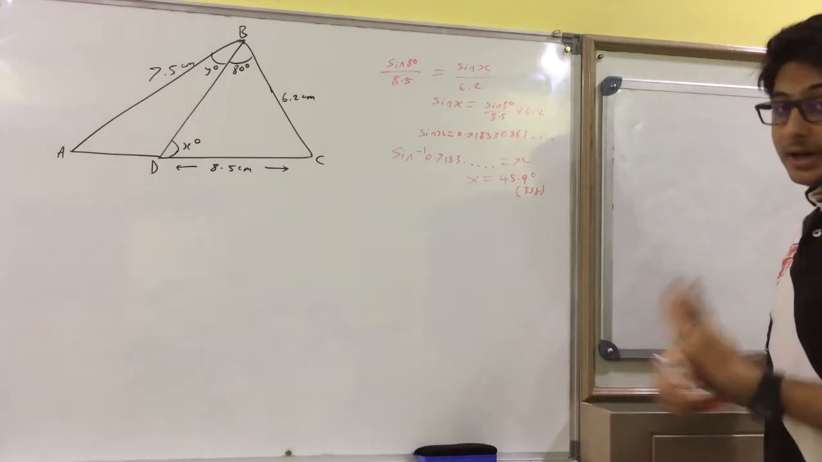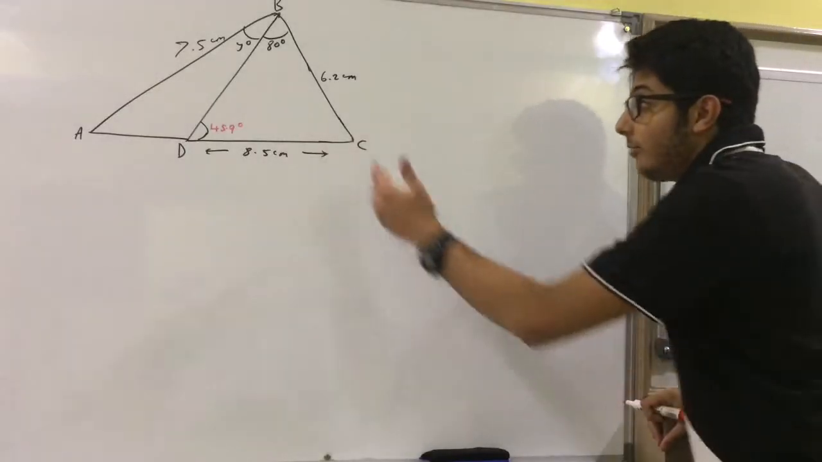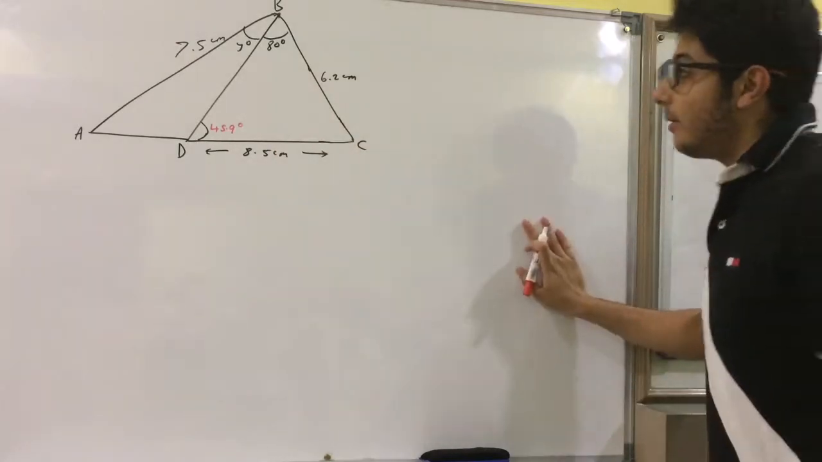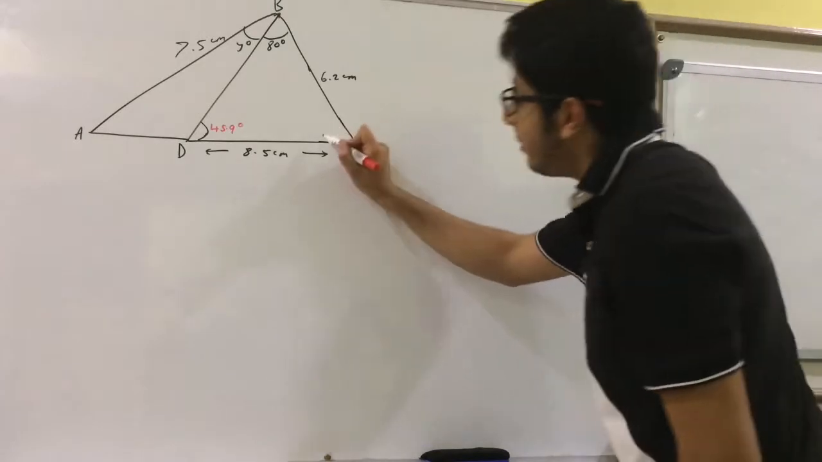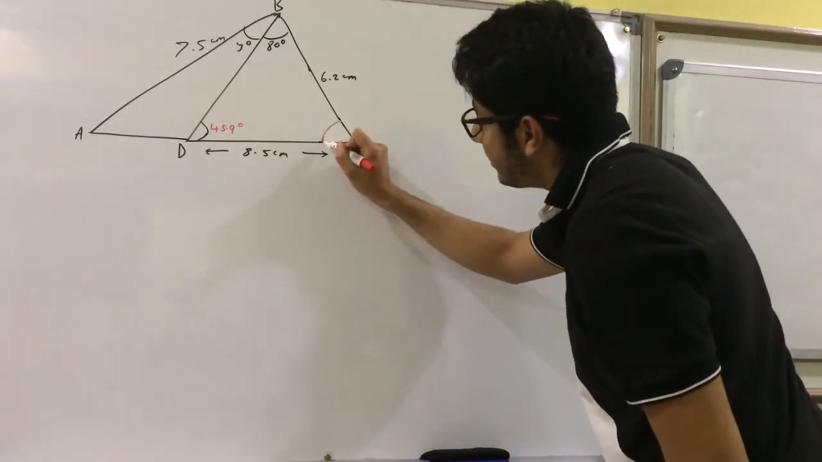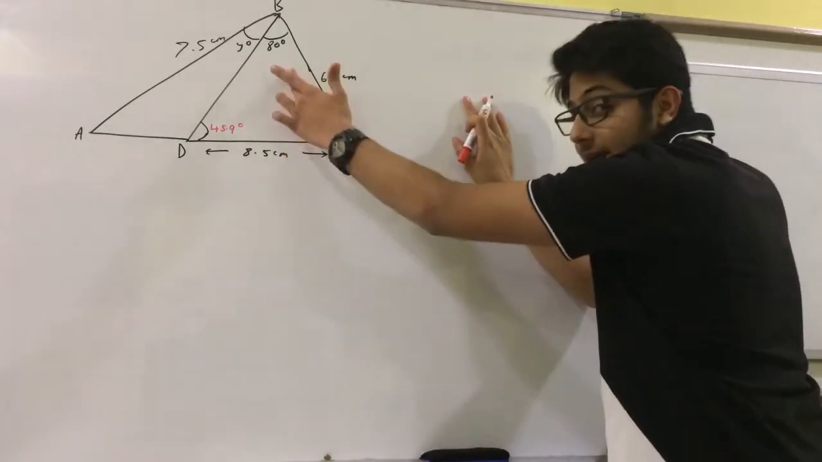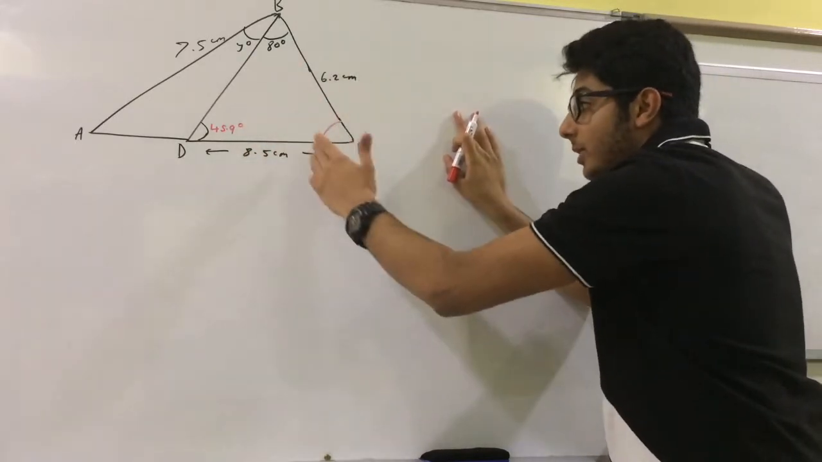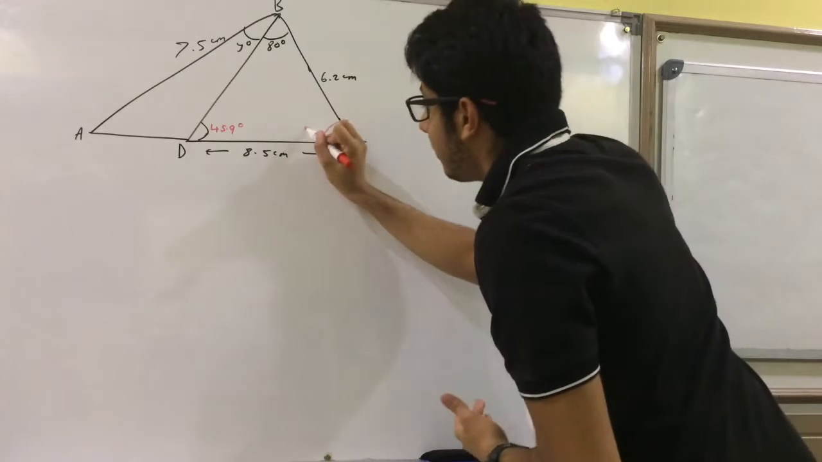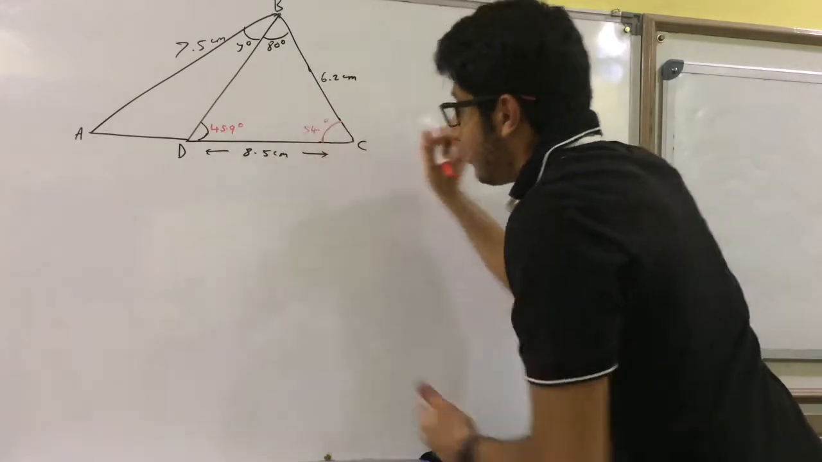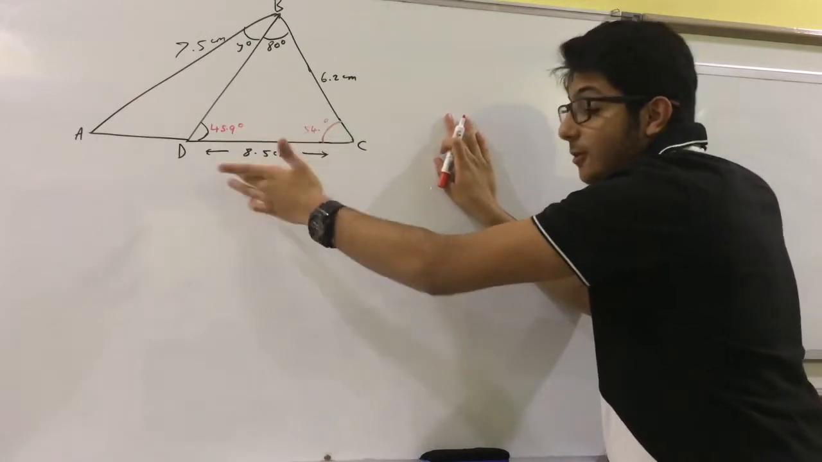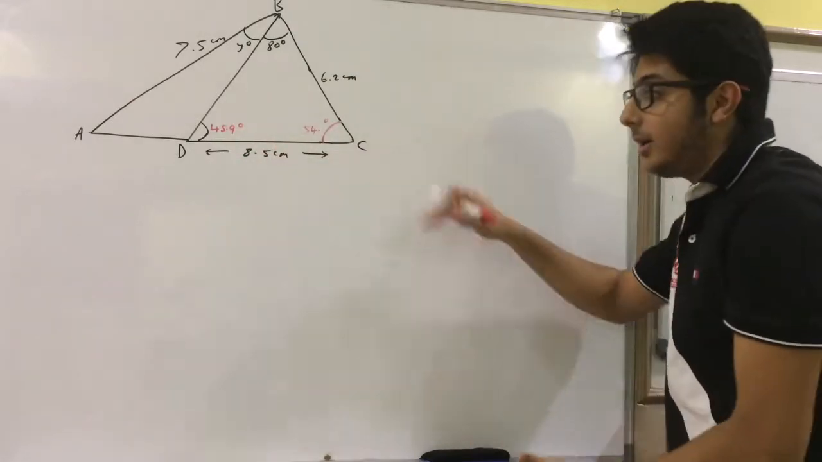Now let's find y. Now this is a bit more difficult. First of all, I'm going to find this angle, because it's really easy to find, because we know this angle. So 180 minus 80 degrees minus 45.9 degrees gives you 54 point something degrees, because this is not 45.9 degrees, it's 45.9 something.